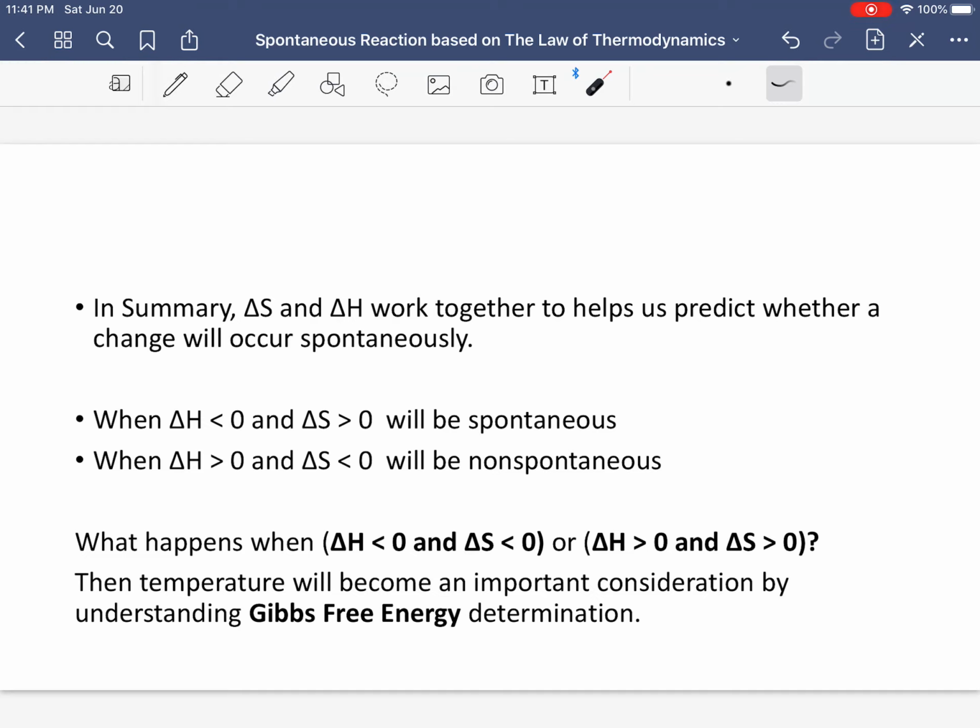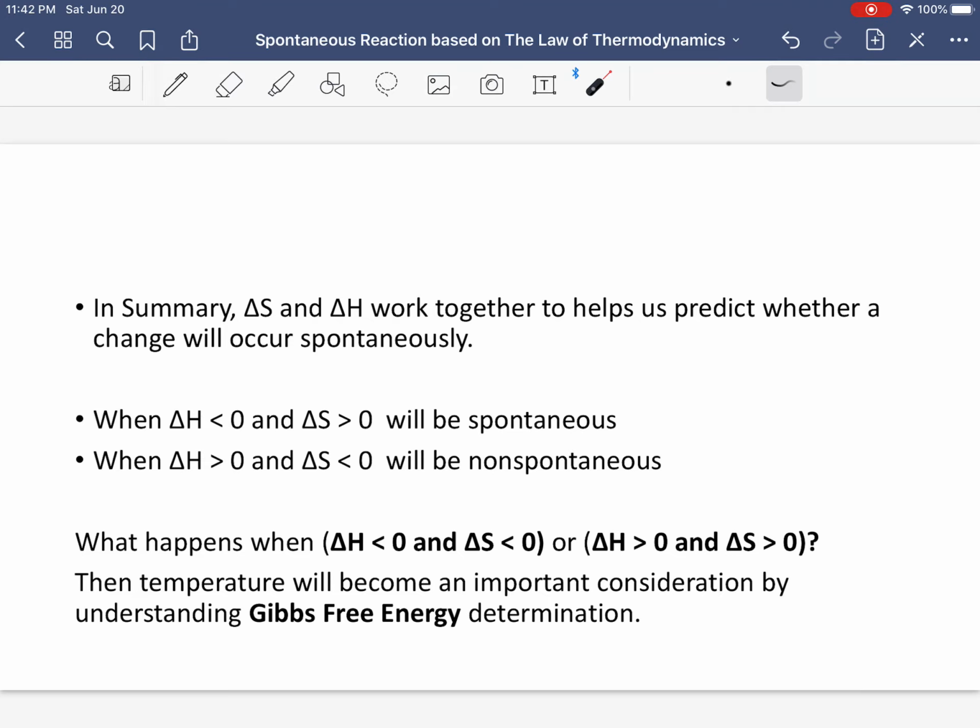Okay? But if delta H was greater than 0, but delta S wasn't, then it's non-spontaneous for sure. That situation with the ammonia was this situation. Sorry, it was this situation. Okay, where, yeah, it's endothermic, but then randomness increases.